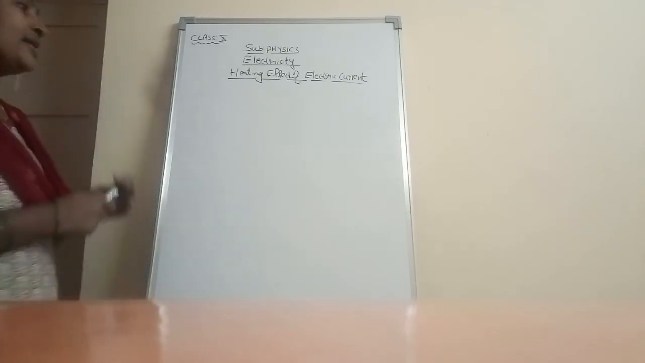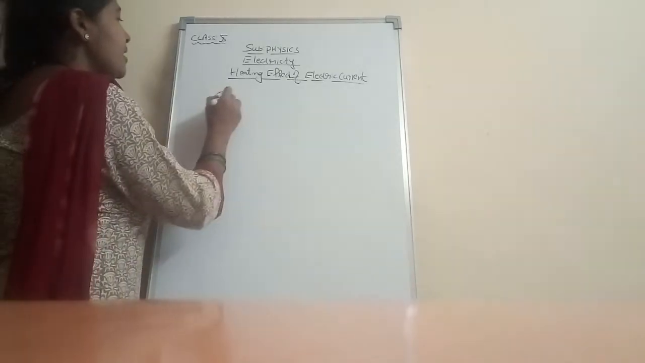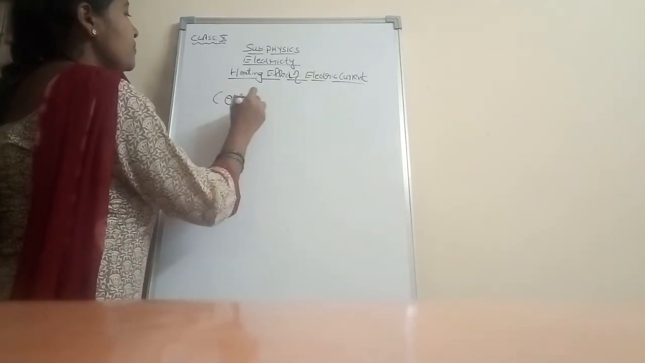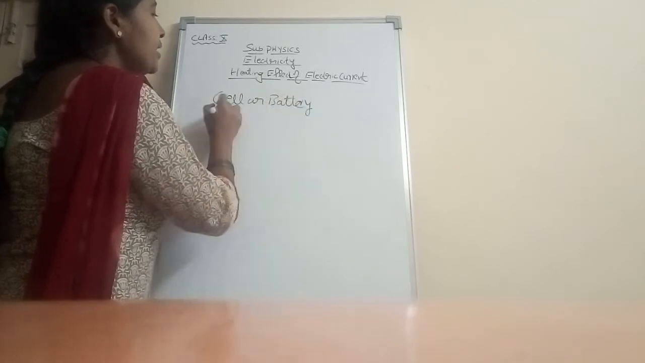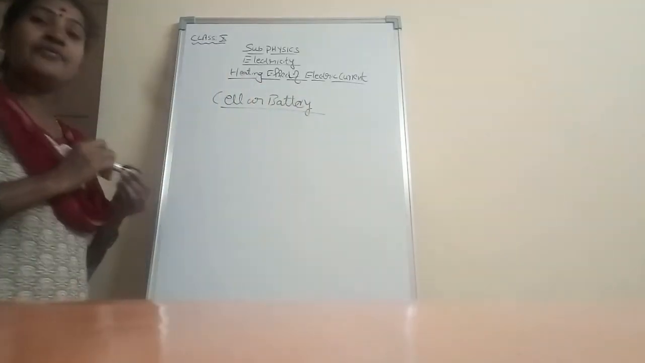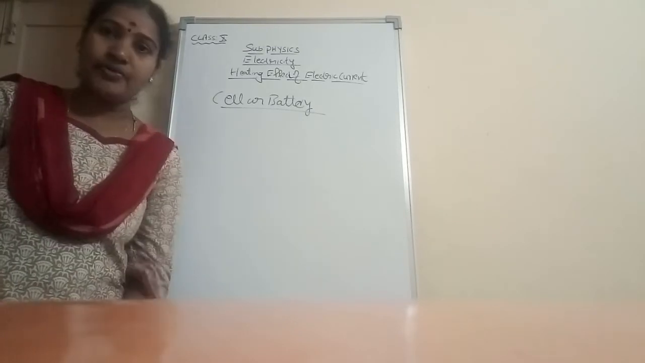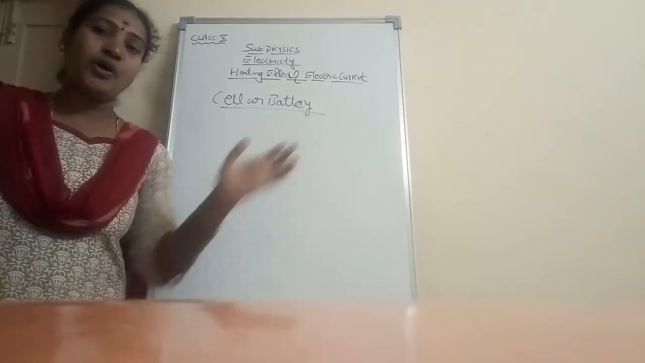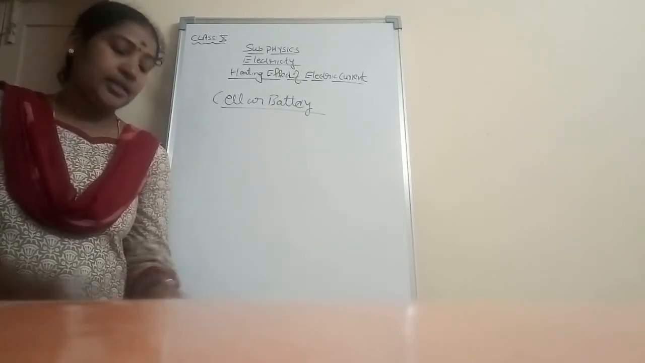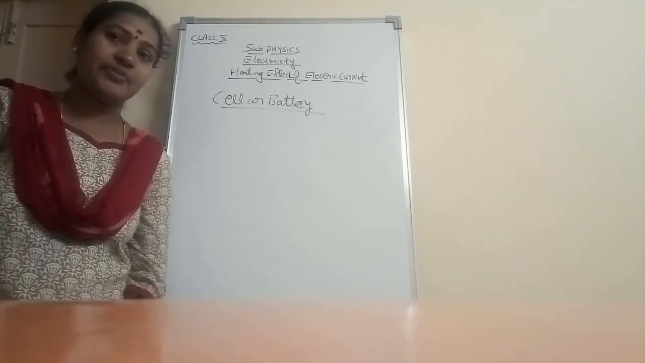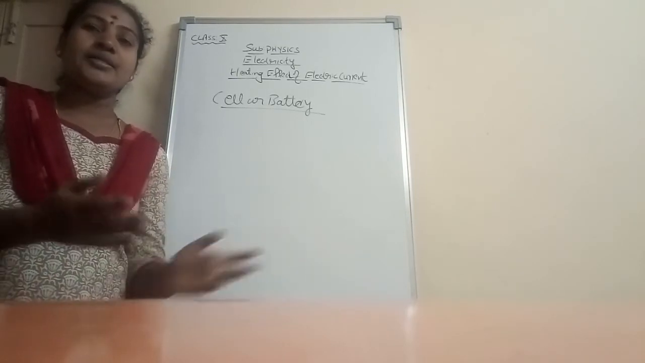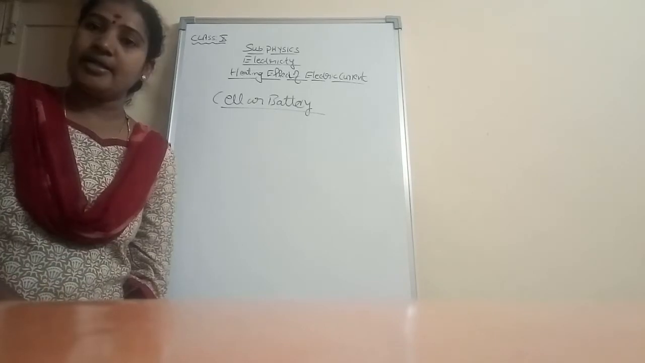Children, you know cell or a battery, common thing, correct? Cell or a battery, you know. In our daily life, we will come across a cell or a battery. Cell we are using in the clock, correct? The wall clock we are using, and in the watch also we are using the cell. Okay, different varieties of cells will be there. The common cell you are going to use in your home, no?